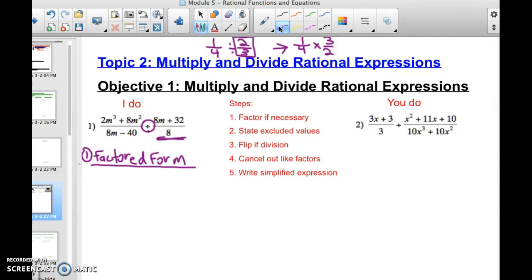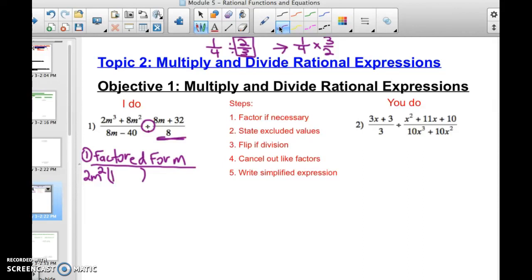All right? So I'm going to do the top left, 2m cubed plus 8m squared. The GCF between 2 and 8, biggest number that goes into both, is 2. Now the GCF of those variables, m cubed and m squared, is always the lowest powered variable that exists there. In this case, it's 2m squared. All right? And then I divide each term by the GCF. So 2m cubed divided by 2m squared. 2 divided by 2 is 1.